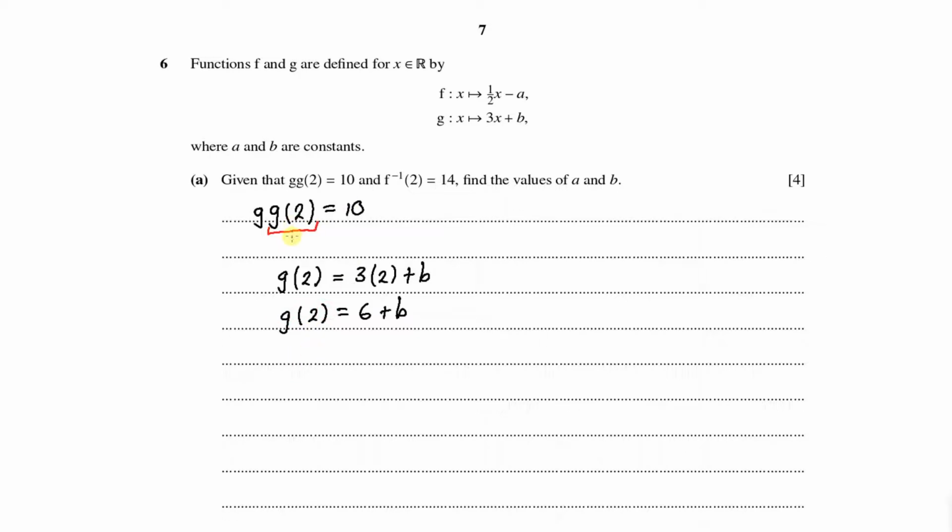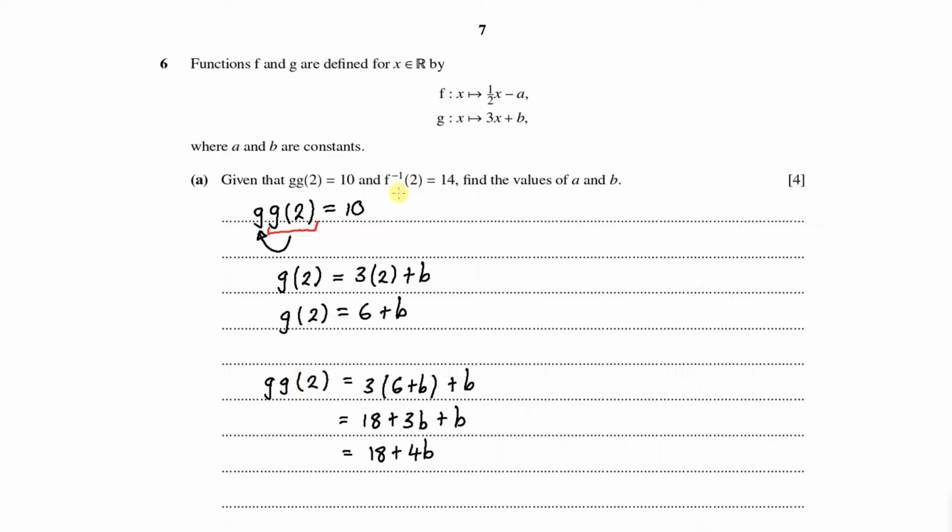And since g of 2 is an input into the function g, and we got g of 2 coming out as 6 plus b, it will now be g of g of 2 is equal to, and we input g of 2, that's 6 plus b, into this, so it becomes 3 of 6 plus b plus b, like it is 3x plus b here. Simplifying, I get 18 plus 3b plus b, and that gives us 18 plus 4b. So this is the expression for g of g of 2.